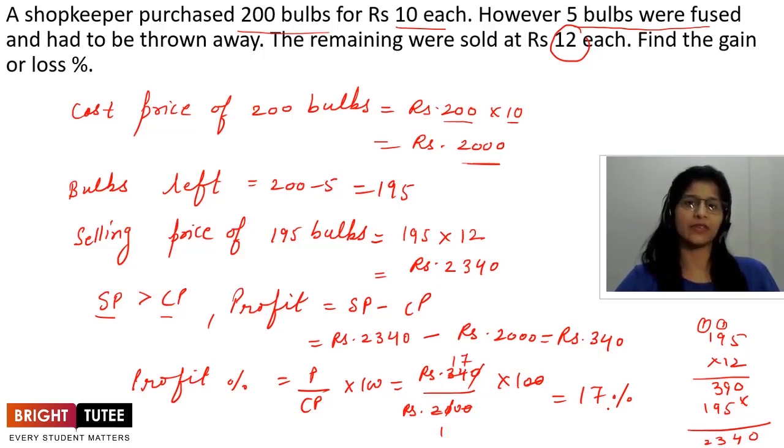So if the selling price of one bulb is rupees 12, how many are we left with? 195. 195 bulbs will be 195 into 12. That gives us rupees 2340. Even after 5 bulbs got fused, when he sells the bulbs at a rate of rupees 12 instead of rupees 10, he is at a profit of rupees 340. Then we calculated profit percent by using the formula profit upon CP multiplied by 100. That gives us 17%. Clear? So this is how we are going to solve our statement sums.